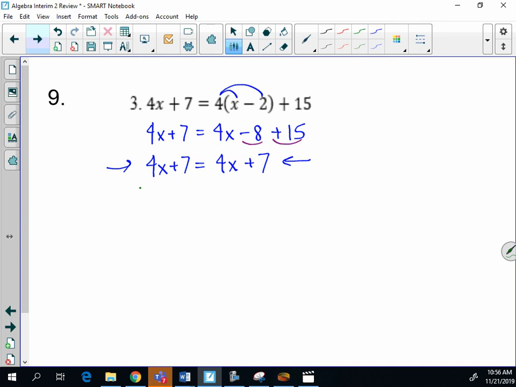So if I kept going, my variables would cancel on both sides, 0, 0, right? And then 7 does equal 7. Yes, it does. It equals 7. When our variable terms cancel on both sides and we have a true statement, it is infinite solutions.